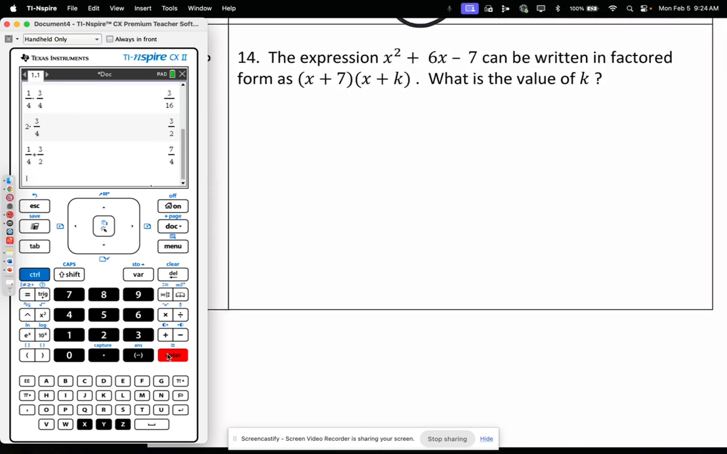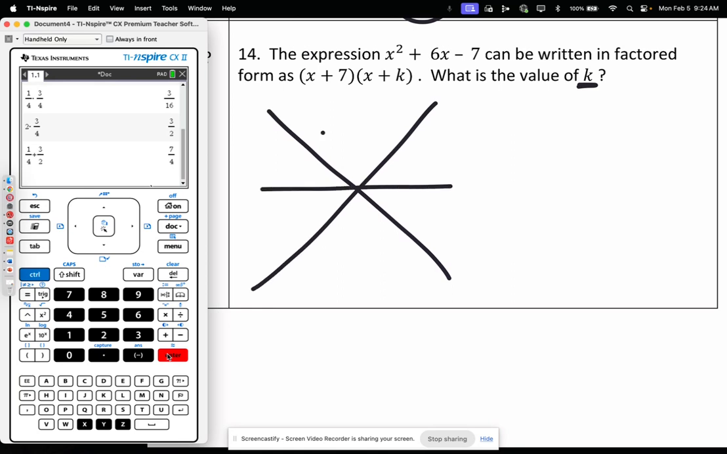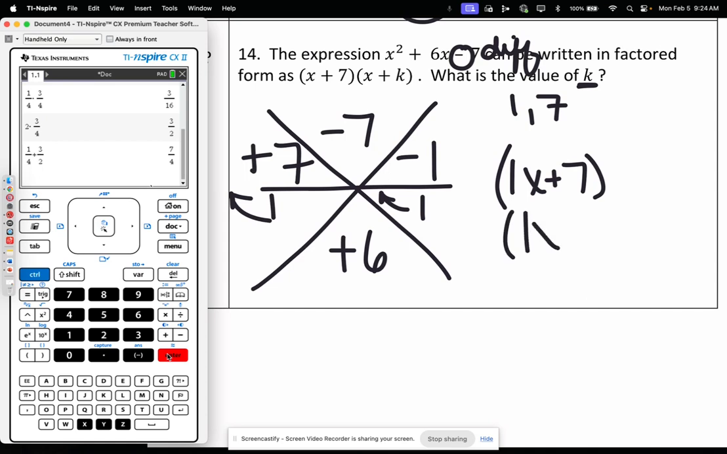Last question. All right, so when it talks about k, it doesn't want you to write k equals. You're still going to need to do your snowflake. AC, B, C is negative, so our signs are different. Plus and minus, my A is 1. So the only factors of 7 are 1 and 7. Now I want a positive 6, so it has to be a positive 7. Swing these forward. 1x plus 7 and 1x minus 1.